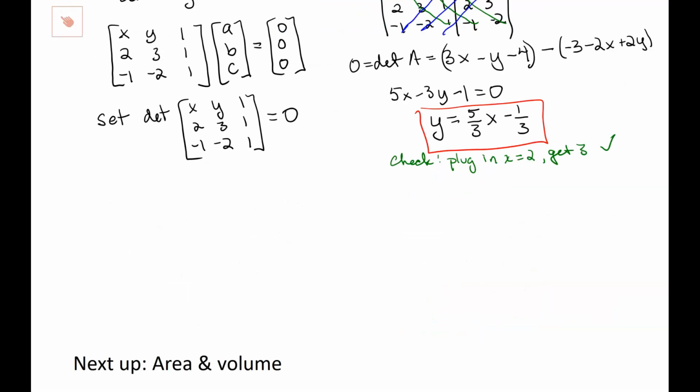So that's it for now. Next up is to find areas and volumes by using determinants of 2x2 and 3x3 matrices.